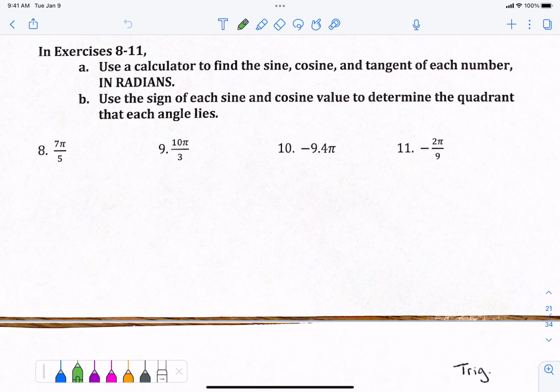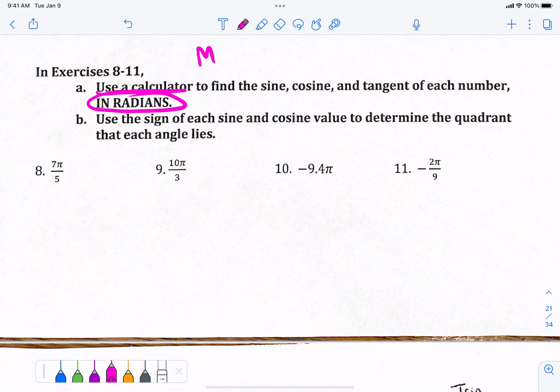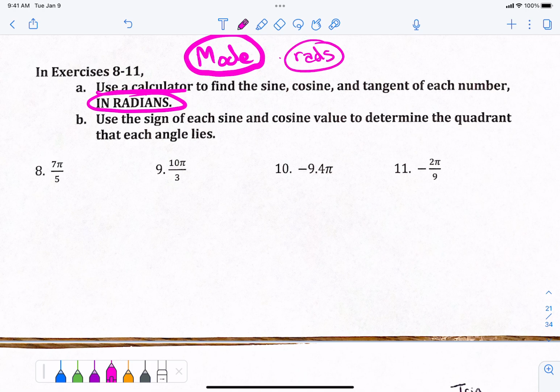They want us to use a calculator. But the problem here is, on part A, it says in radians in all caps. Do you remember how to switch your calculator from degrees to radians? You go to the mode button, then go over to where it says radians, degrees. Make sure radians is highlighted. So go to mode and switch to radians instead of degrees.